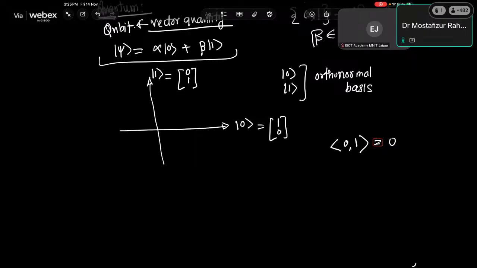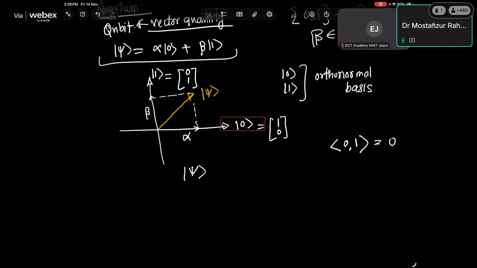Now I can represent my quantum information. Suppose this is my quantum state ket psi, and there are two components. One component is the alpha component towards this 0, alpha times ket 0, and one is the beta component towards the basis ket 1. And then the natural question is how to get this alpha and beta. So my state was ket psi.